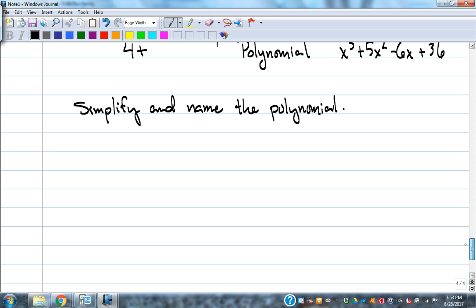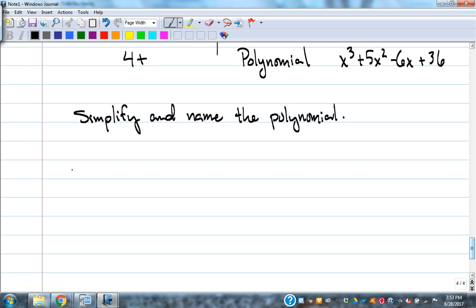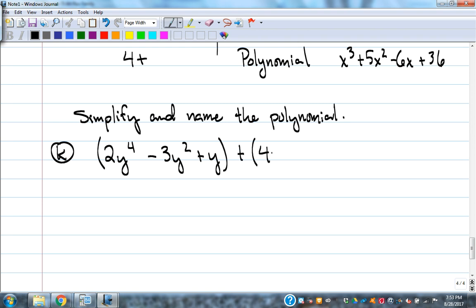Letter K. Simplify and name the polynomial by the number of terms that the final answer has. So 2y to the 4th minus 3y squared plus y, plus another polynomial, 4y to the fourth plus 7y squared minus 6y. So we got some addition happening here between two polynomials. So we want to put the like terms together.